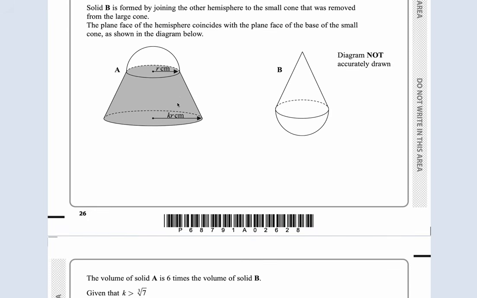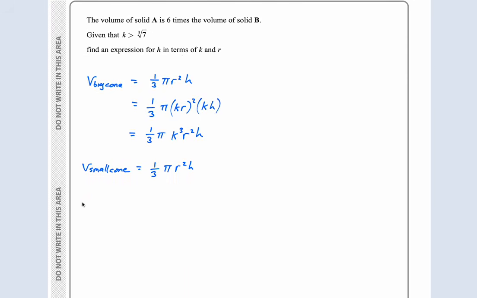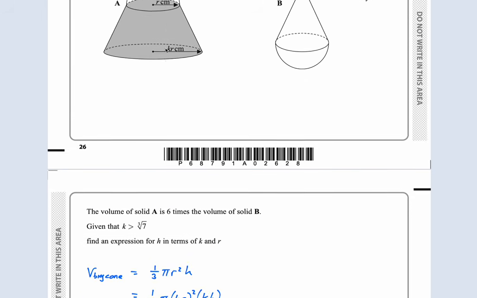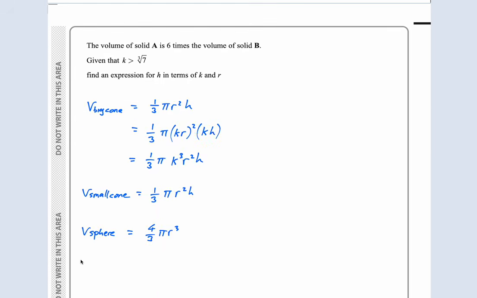Now let's do the volume of the sphere while we have it. The volume of the sphere is 4/3 pi r cubed. Now the volume of this shape is going to be half the sphere, so I may as well do the volume of the hemisphere. Hemisphere is half the sphere, so it's just half of this, which is 2/3 pi r cubed.